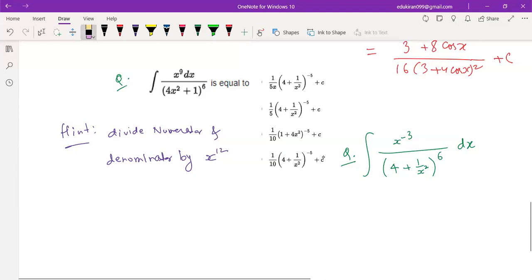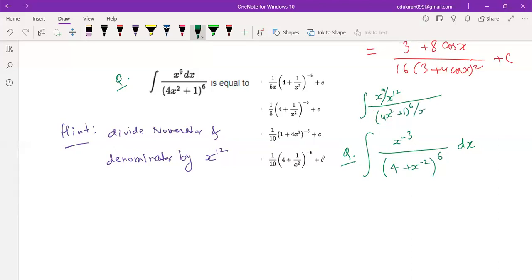And in fact, 1 by x to the power 2 can be written as x to the power minus 2. What we have done is x to the power 9 by x to the power 12 divided by 4x square plus 1 to the power 6 by x to the power 12 dx.